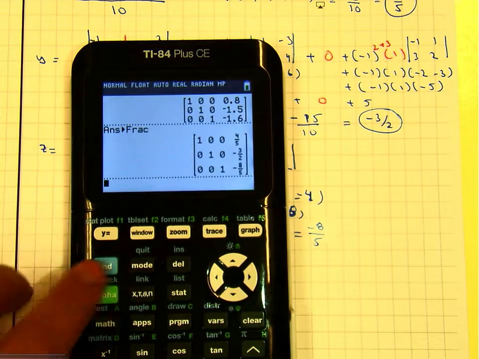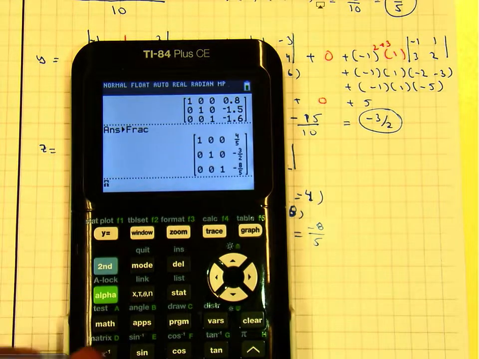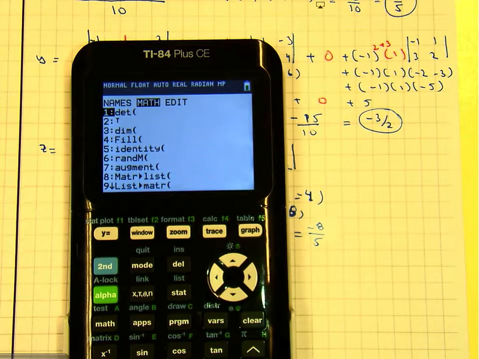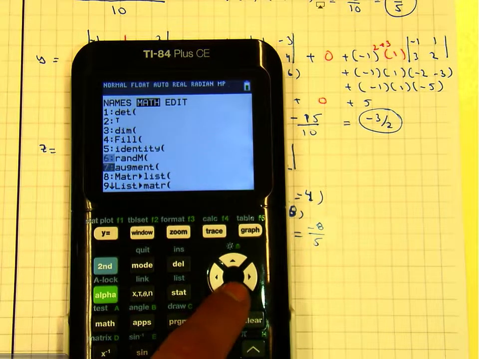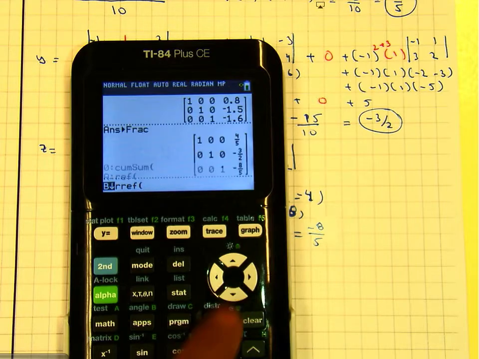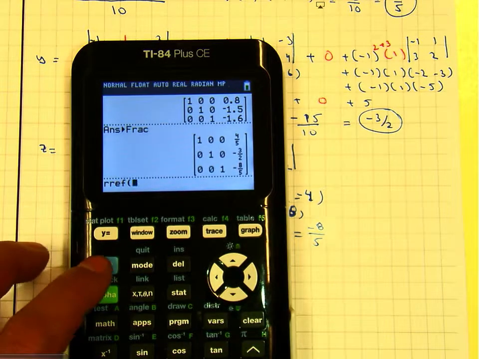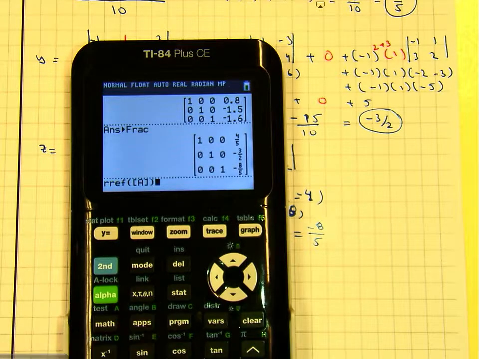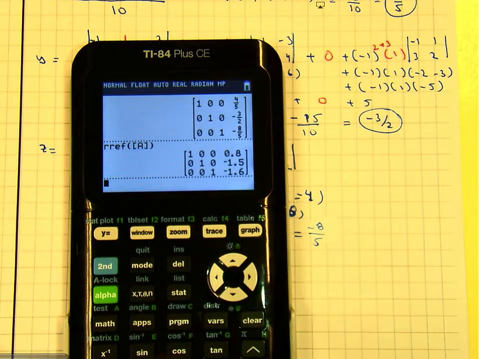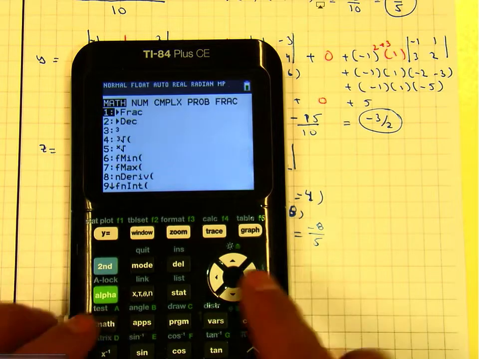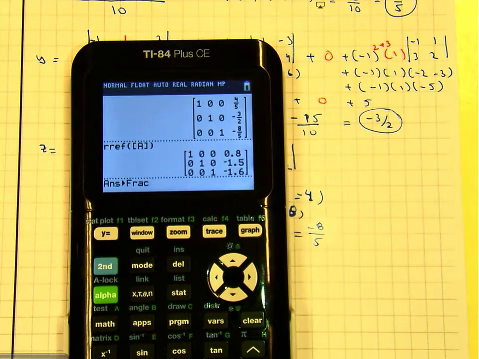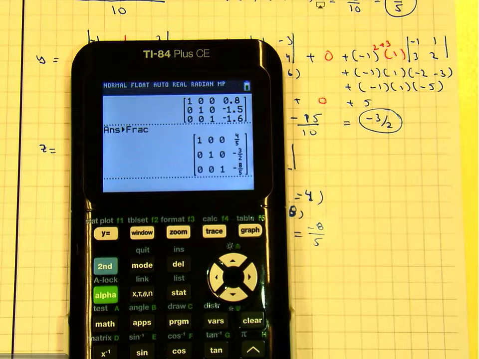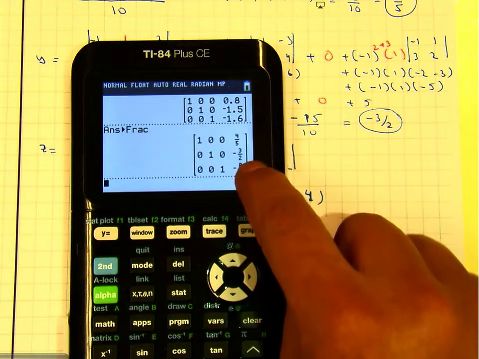Then notice that I'm using my augmented matrix, so I'm also placing my constant. I quit. I go under matrix, math, and I want to go under reduce row echelon form. My matrix is A. Close my parentheses. And if I need it as a fraction, I go math, number 1, and it'll transfer into a fraction. So therefore, this is my x, that's my y, and that's my z.